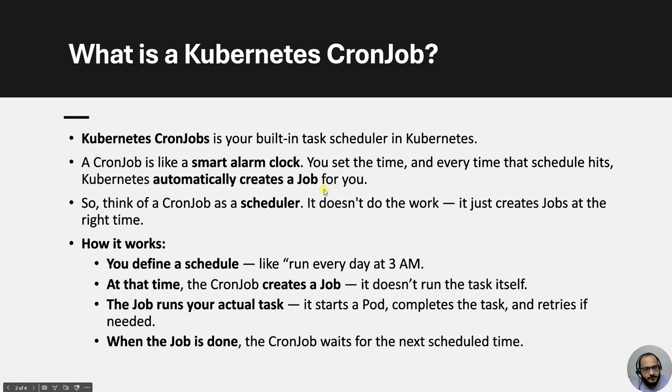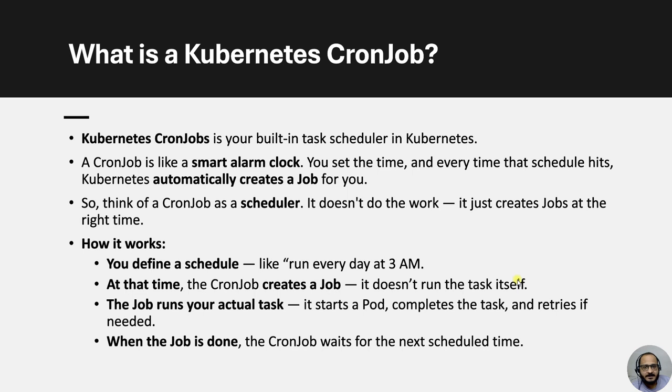So this is the built-in task scheduler in Kubernetes which we can use, and basically the CronJobs don't do any task, they just schedule it. In simple words, CronJobs are basically schedulers. The actual job is done by your Jobs only. For example, you define a schedule like run every day at 3 a.m. At that time, CronJob creates a Job. It does not run the task itself.